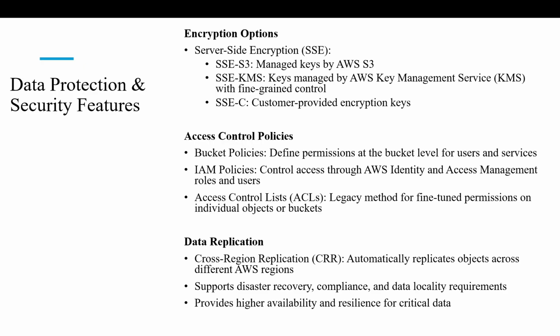Data protection and security. Encryption options: server-side encryption with S3-managed keys (SSE-S3) and with KMS (SSE-KMS). Access control policies: bucket policies define permissions at the bucket level for users and services. IAM policies control access through AWS Identity and Access Management roles and users. Access control lists: a legacy method for fine-tuned permissions on individual objects or buckets.